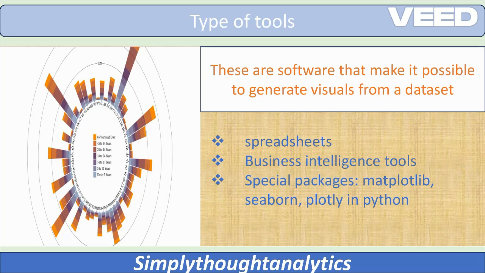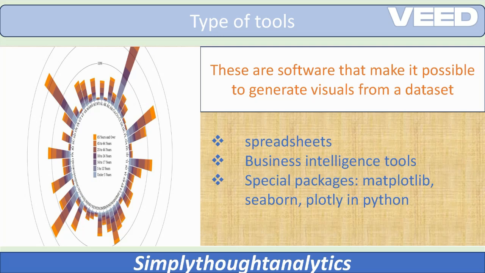So the tools are software that make it possible to generate visuals from a data set. And some of them are even used for the purpose of data presentation. There might be other categories, but I am going to be focusing on these three categories. Category number one are the spreadsheets, which are Microsoft Excel and Google Sheets. There are other examples, but those are the two popular ones.